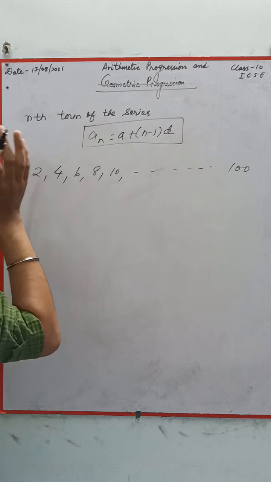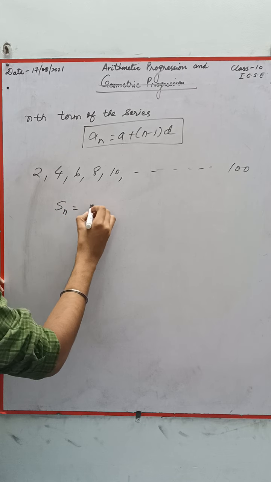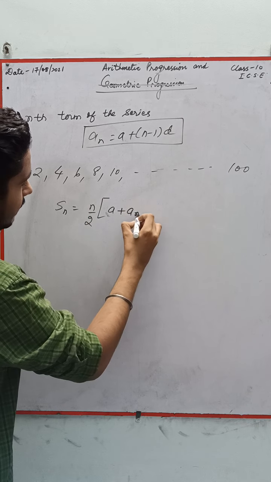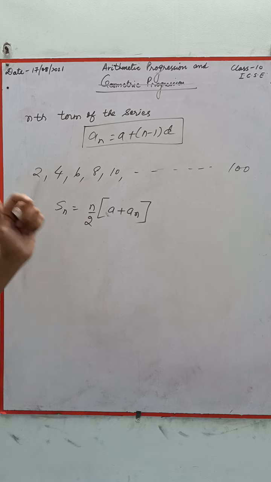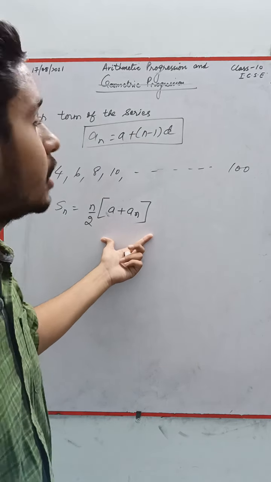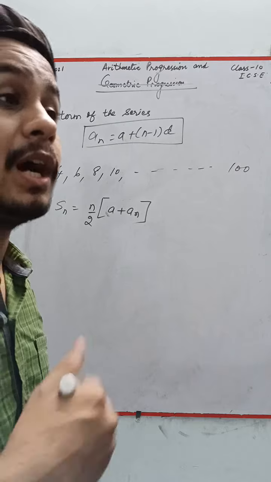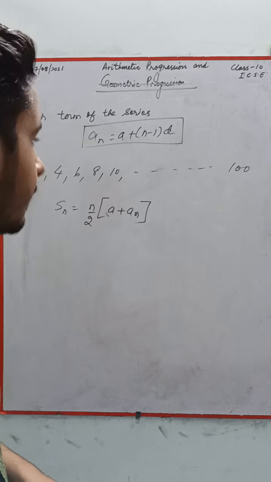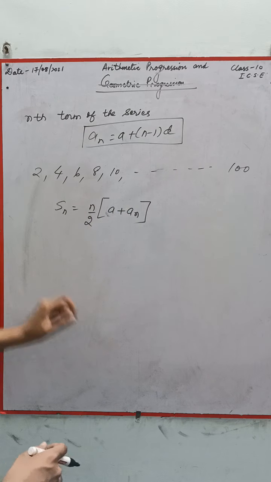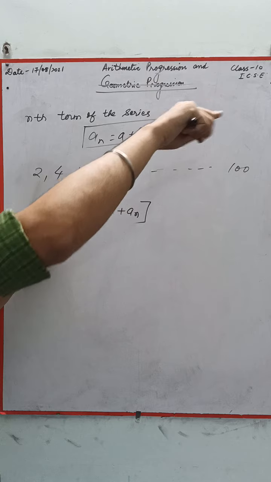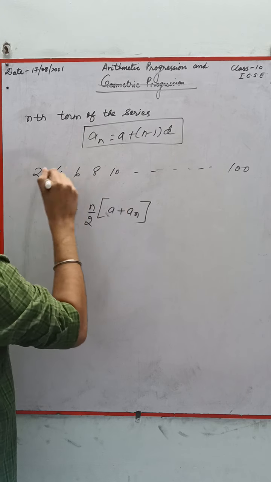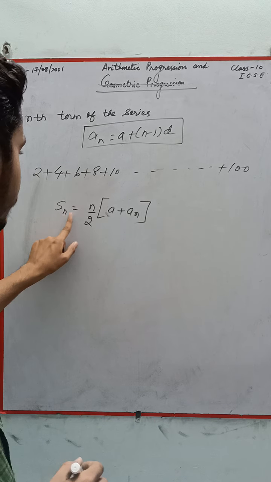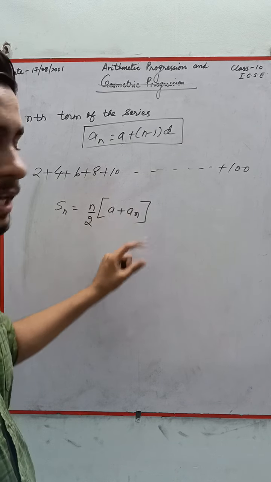How? First of all, let me write the formula: Sn is equal to n upon 2 into bracket a plus an. This is the formula which you can use. If the progression is an arithmetic progression, then only you can use the formula, otherwise you cannot use it in any series. So as this is an arithmetic progression, the sum of the series, 2 plus 4 plus 6 plus 8 and so on up to 100, is Sn equal to n upon 2 into a plus an.